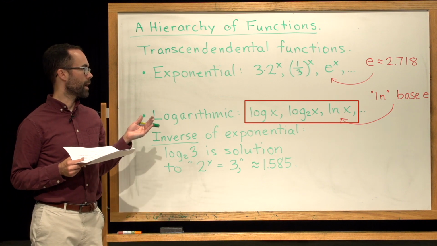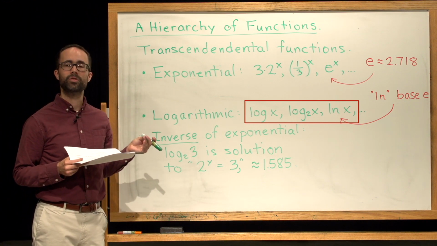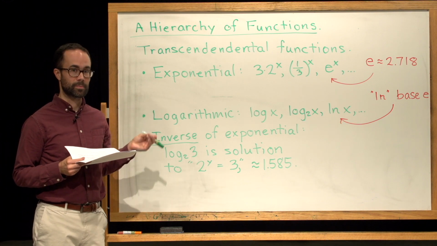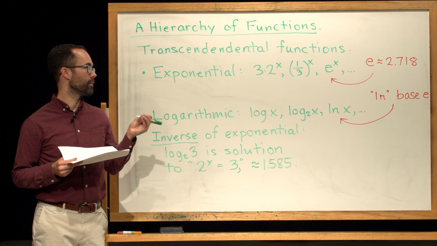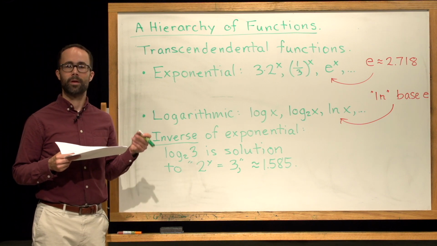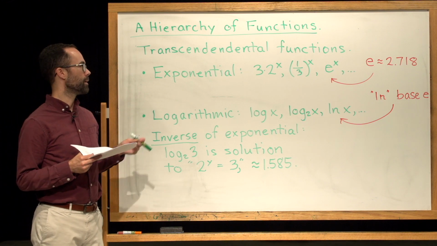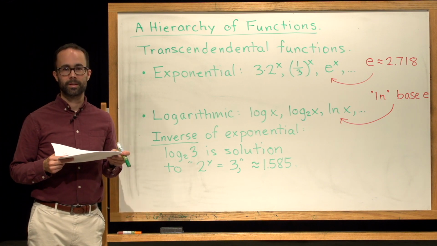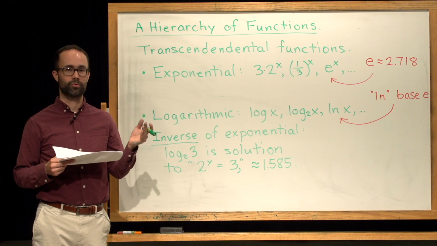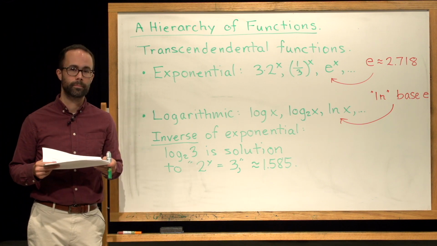If we see log x and there's no base specified, we assume the base is 10. In the second one, the log is specified as having a base of 2. And if we see the ln, what we're really saying is that the base is this number e. It's hard to write e precisely, so we don't bother. We just say ln, for logarithm natural, or natural logarithm.